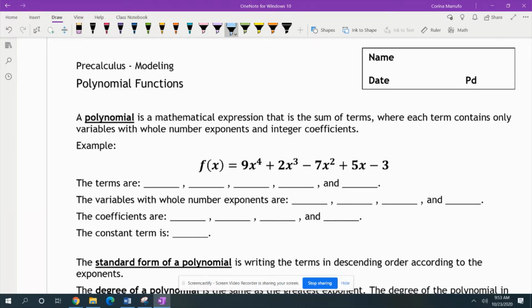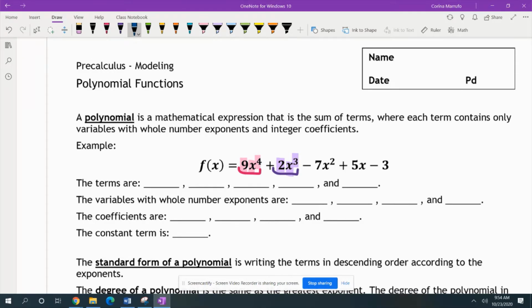Now this is considered a term, 9x to the fourth power. Okay, the coefficient is a number that's in the front. Your variable is the letter, which is the x, and then the exponent here is 4. So it's 9x to the fourth power. That's the first term. The second term is going to be 2x to the third power. So it would be 2x to the power of 3. You have your coefficient, you have your variable, and you have your exponent.